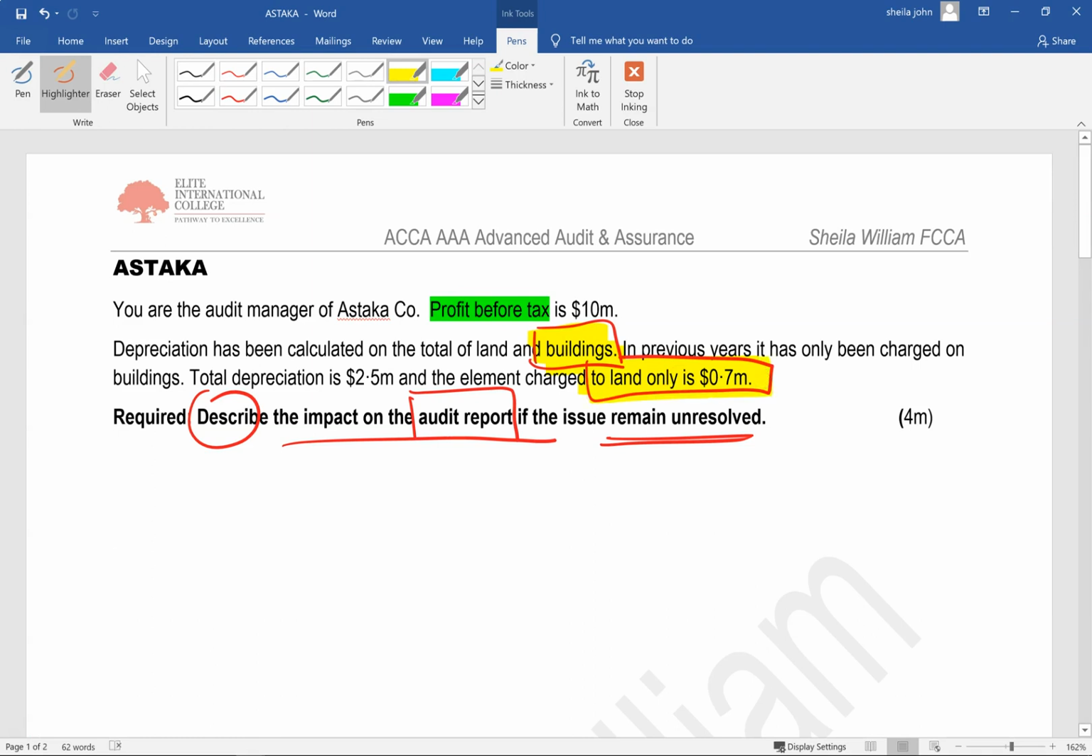So how do we begin to write out our answer? The examiner here has given us 4 marks. So we just want to know the exam technique to handle the impact on the audit report kind of questions. This kind of question, I've got an exam technique for you. What we're going to do is have a look at the nature first. Nature means to decide whether it is a misstatement or a limitation of scope.